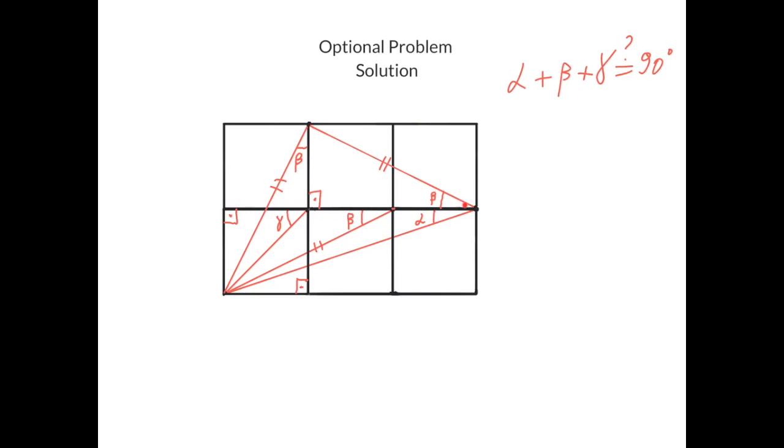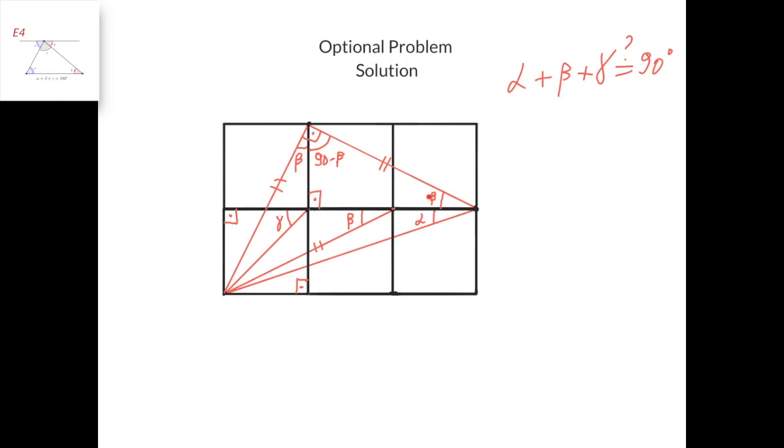Similarly, this triangle is congruent to this triangle because they share this side 2 units of the square, this side 1 unit of the square, and this angle 90 degrees. And so if this angle is beta, then this angle must also be beta. Also, because of this triangle congruent to this triangle, we have that this side equals this side. And because of this triangle congruent to this triangle, we have that this side equals this side.